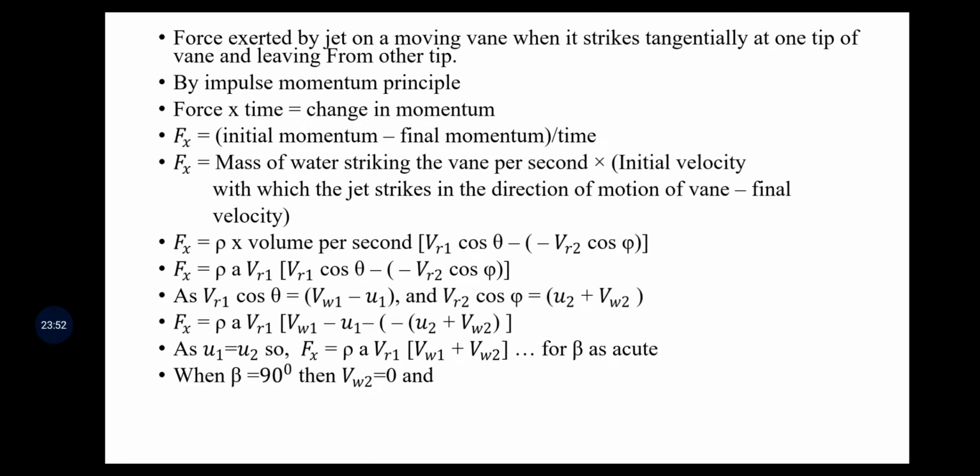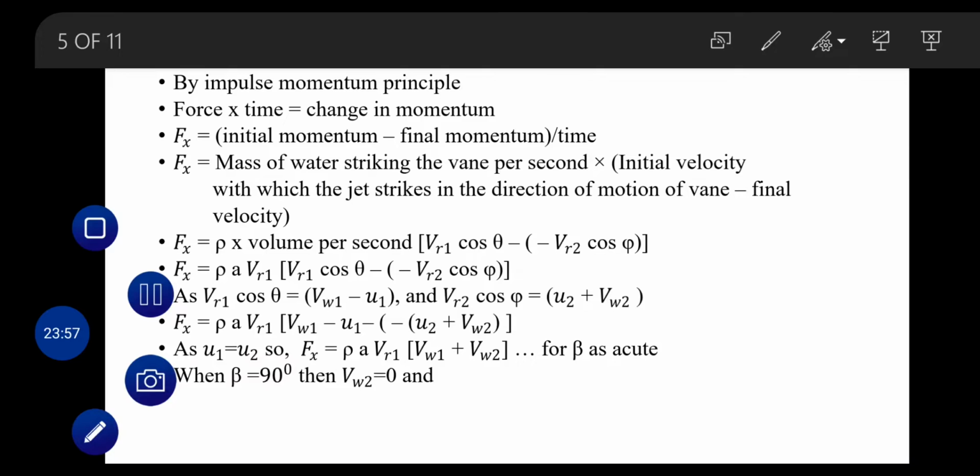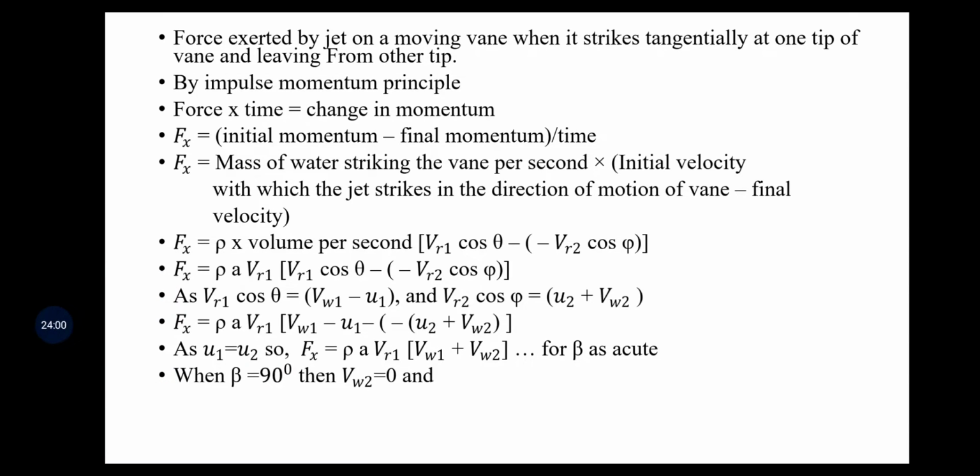So if beta is 90 degree, in that case we will have Vw2 as 0. So if beta is 90 degree, Vw2 will be 0. In that case, we will get the force Fx equal to only the product of density, area, relative velocity at the inlet tip and the velocity of whirl at the inlet tip.